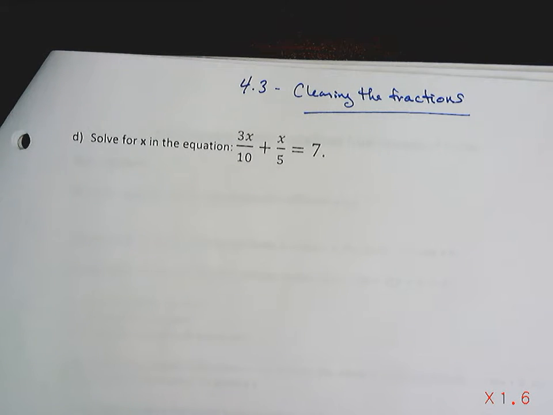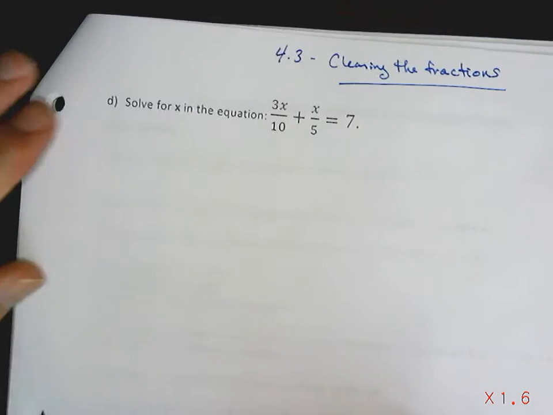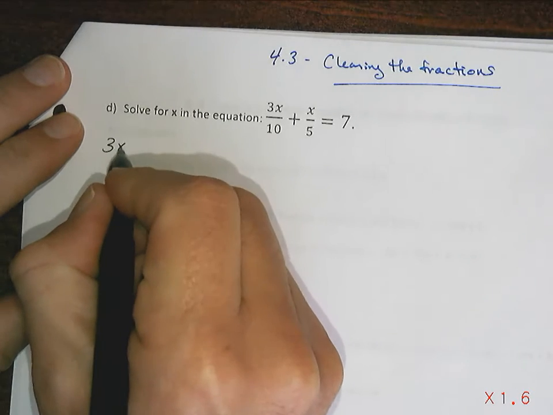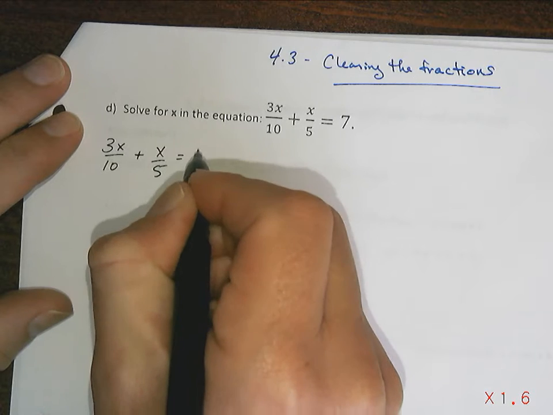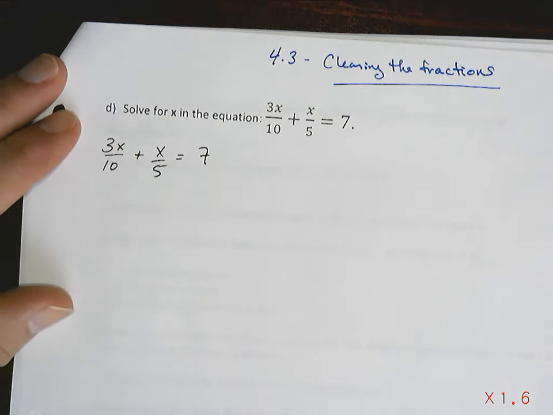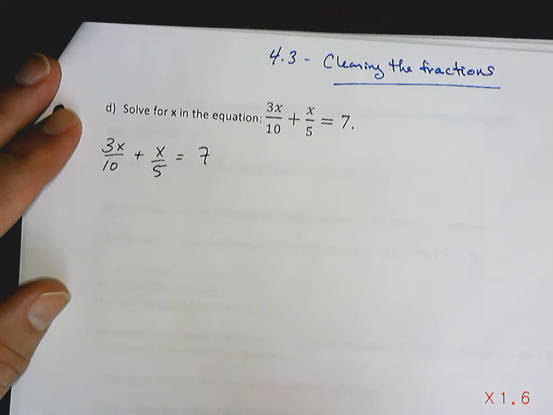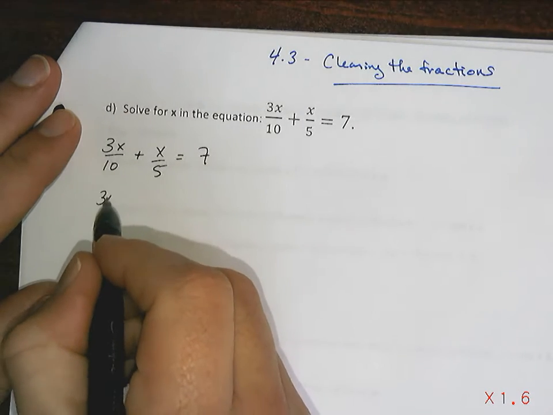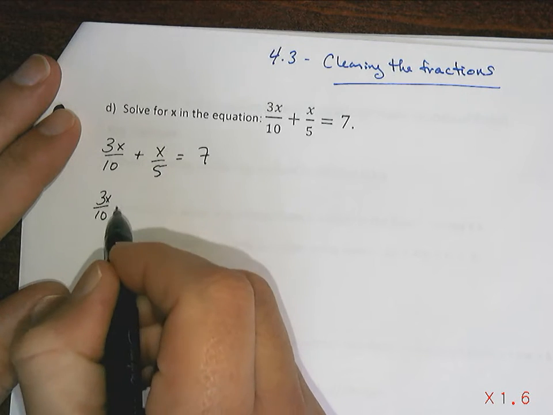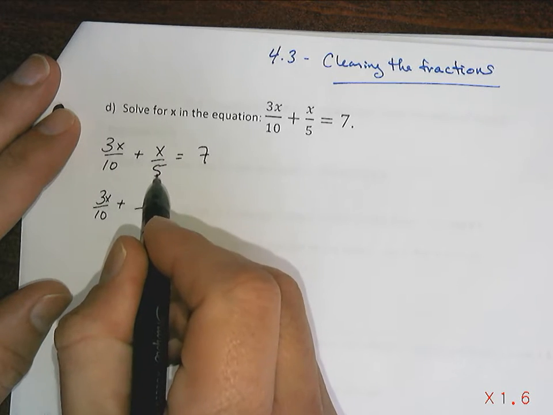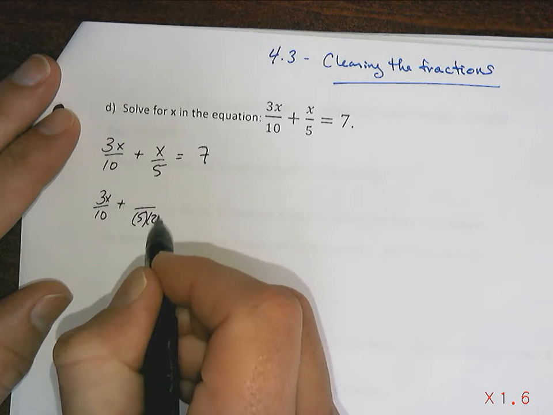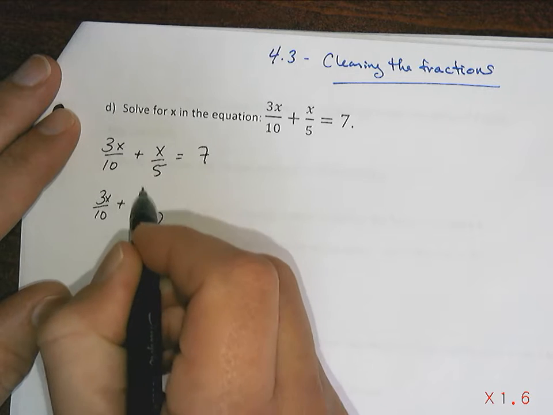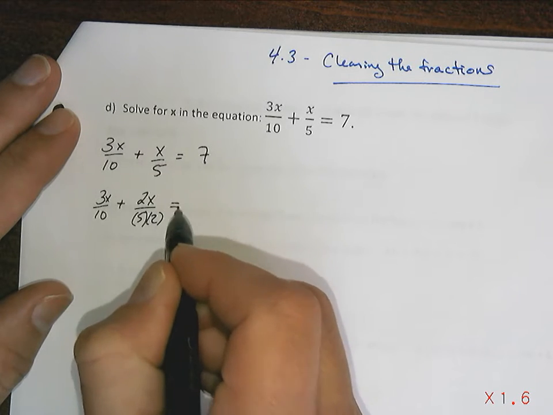It can be done with fractions. And what that would look like is this. You would take the 3x over 10 plus the x over 5 equals 7, and you would get a common denominator. The common denominator that you want is 10. So you'd change this to 3x over 10. Well, actually, you don't change it at all. But you're going to change this 5 to 10. And you do that by multiplying the bottom by 2 to get 10. But if you multiply the bottom by 2, you multiply the top by 2.